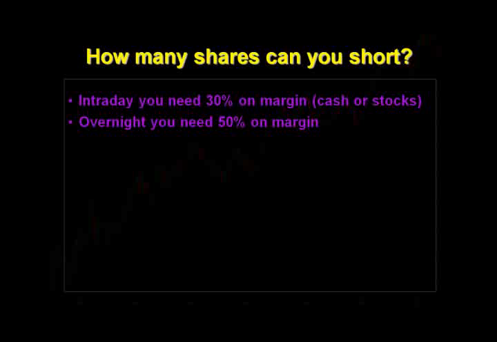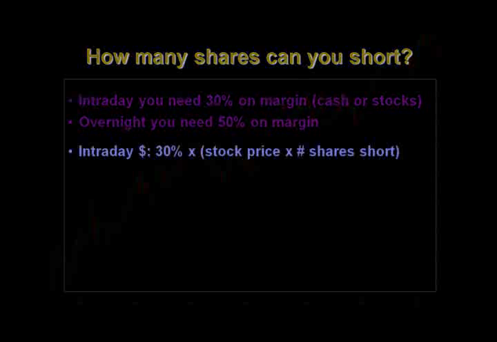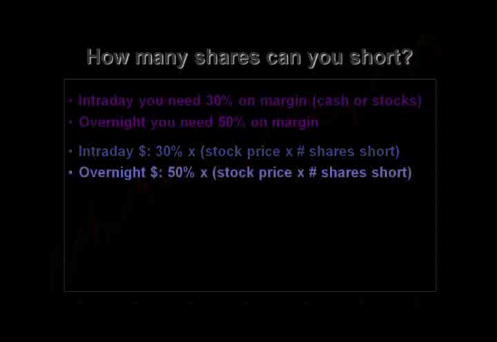So if you were going to do an intraday trade, you would need 30% multiplied by the stock price multiplied by how many shares you're selling short. If you were going to trade an overnight or more than intraday, so if you're going to hang on to this short trade for a while, you would need 50% multiplied by the stock price you're shorting at, multiplied by the number of shares you're selling short. We'll go through an example right now.